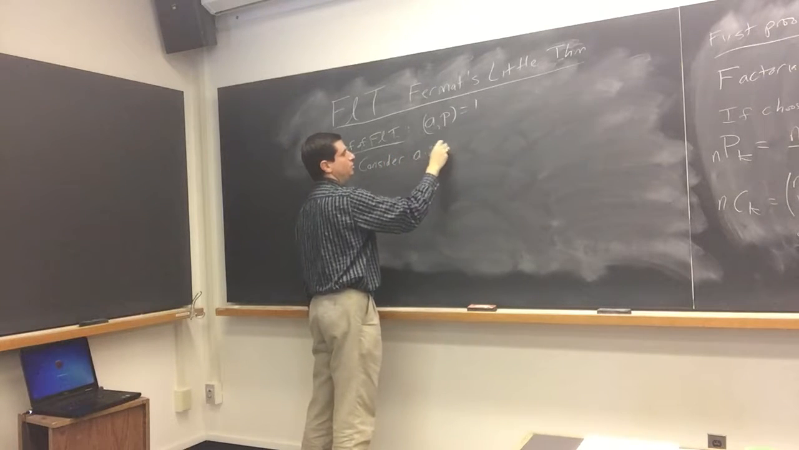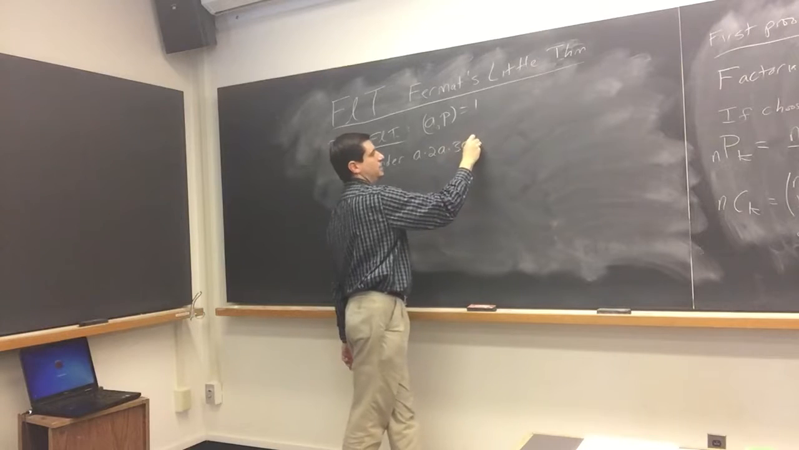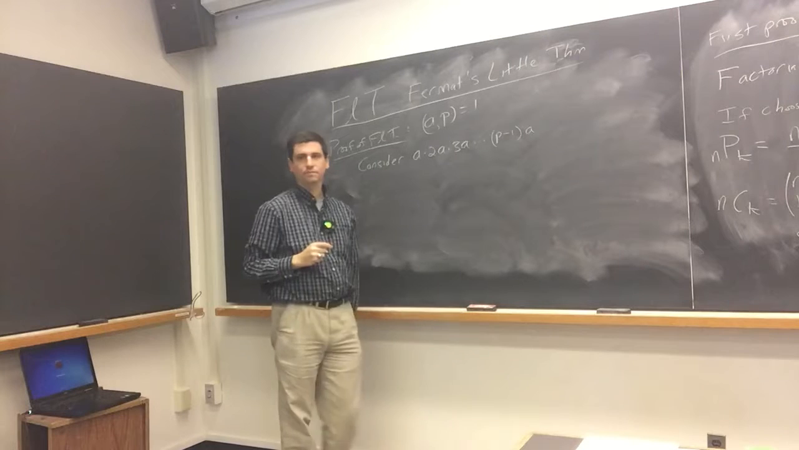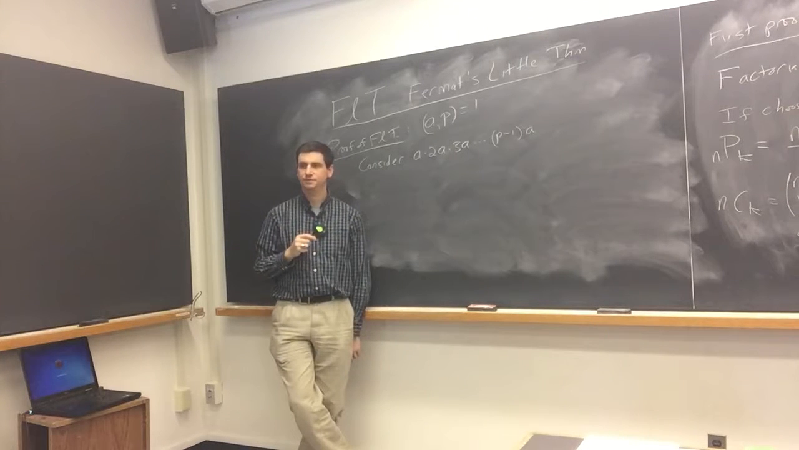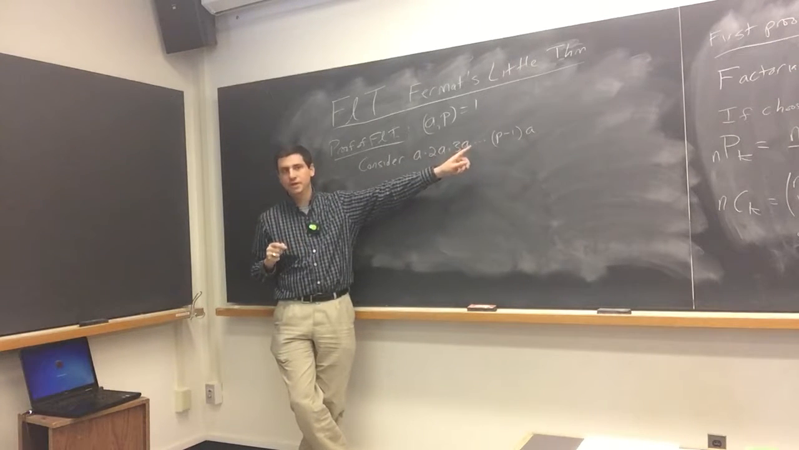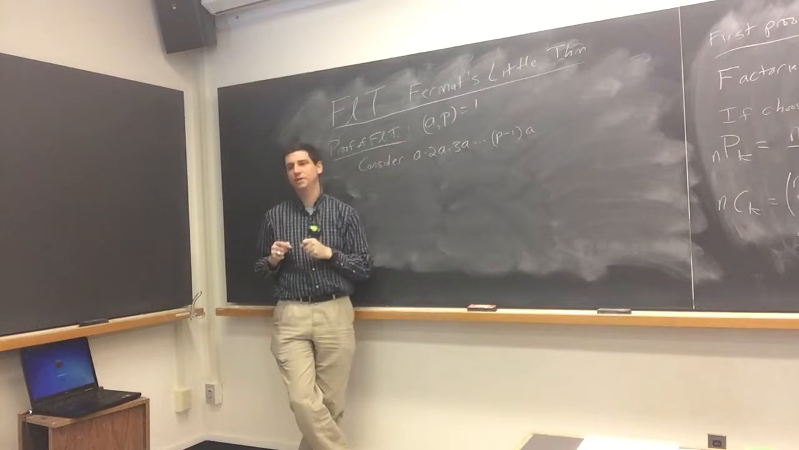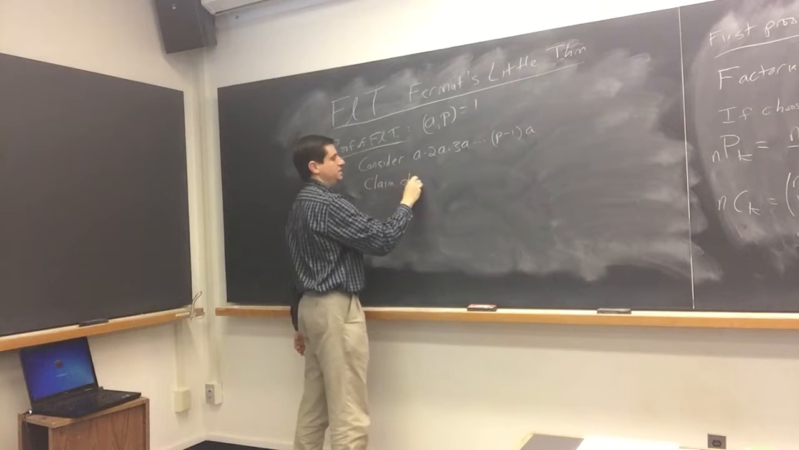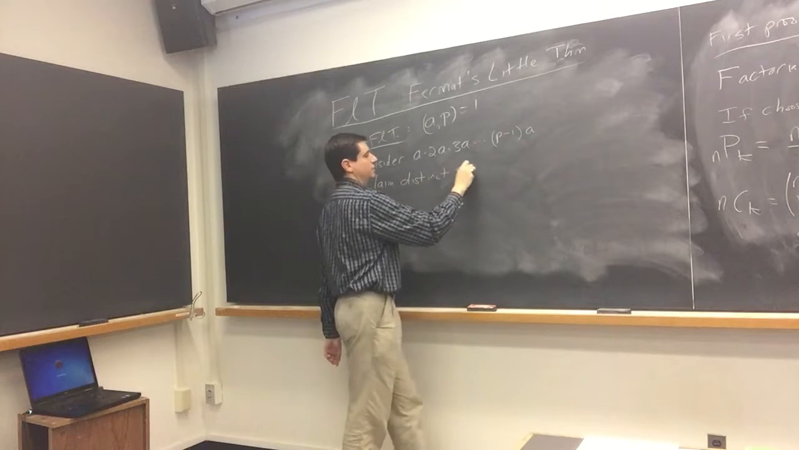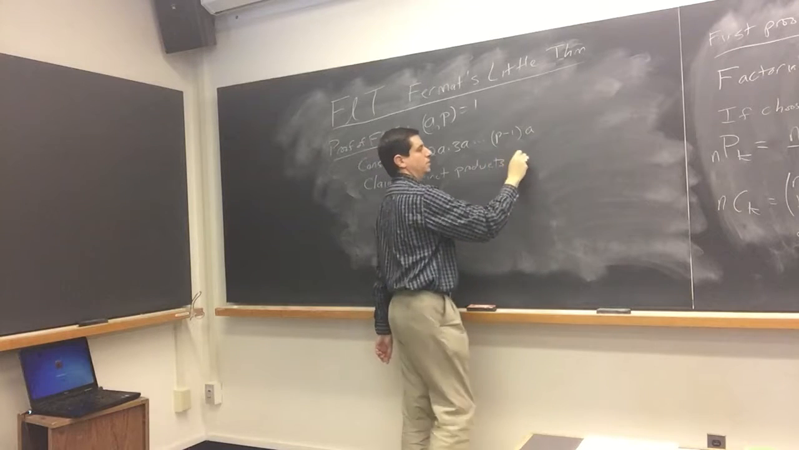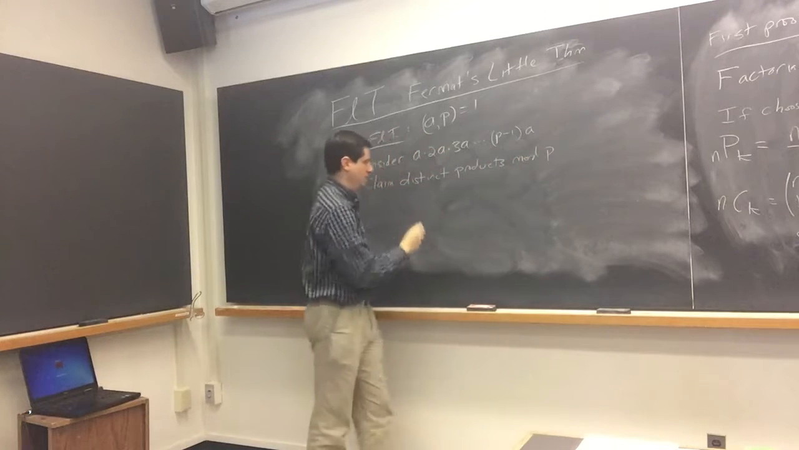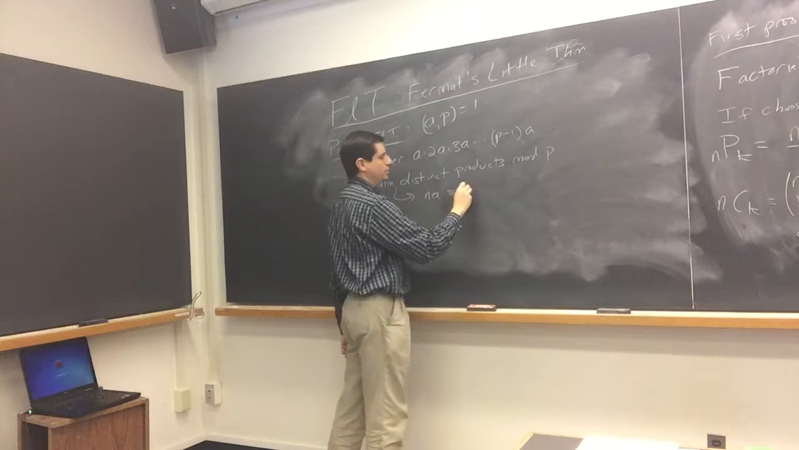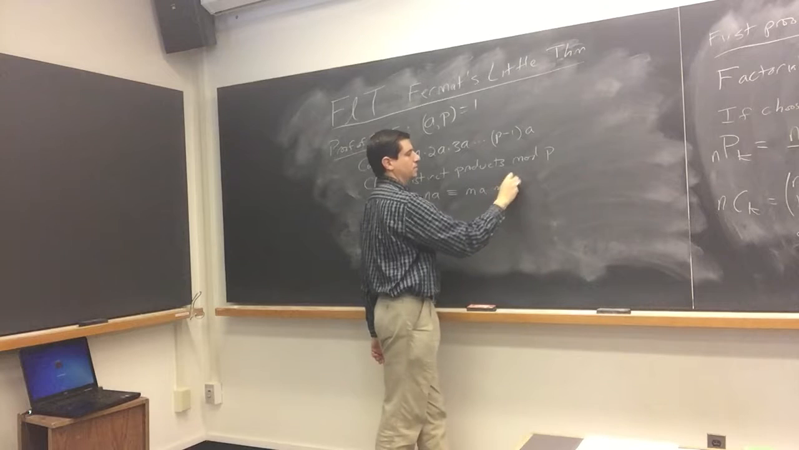a times 2a times 3a times ... times (p minus 1)a. We're going to consider this product. I claim that these numbers are all distinct mod p. So we claim distinct products mod p. And to see this, imagine na is congruent to ma mod p.